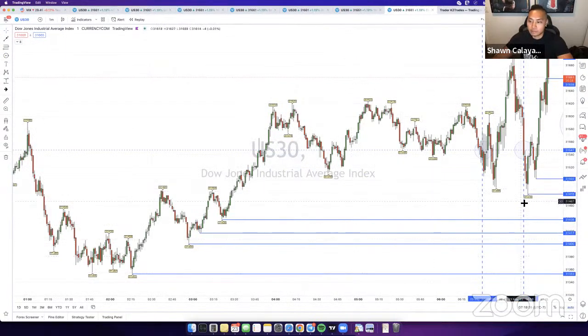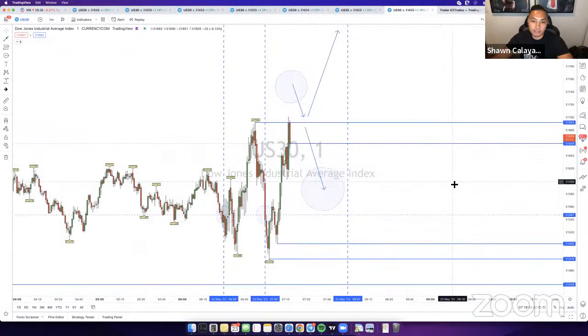Yeah, I mean, there's not really much for us to take, but you can see a lot of fake outs happening right here. Price pushed above, it didn't close above it. Now, one of two things will happen. Price will either break above it and continue pushing up, or it'll come right back down to this range right here.